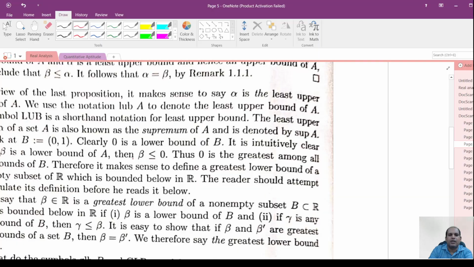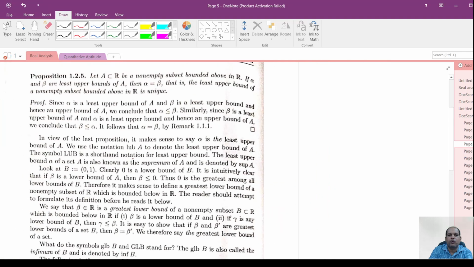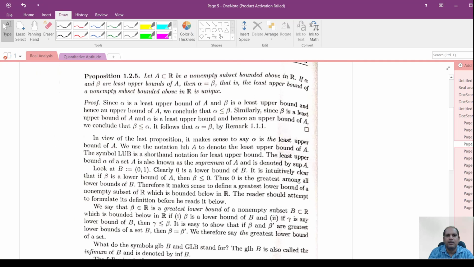So there is a result. I am not going to prove it right now; look at the statement of this result. If A is a non-empty bounded subset of R, and alpha and beta are its least upper bounds, then it has to be unique.